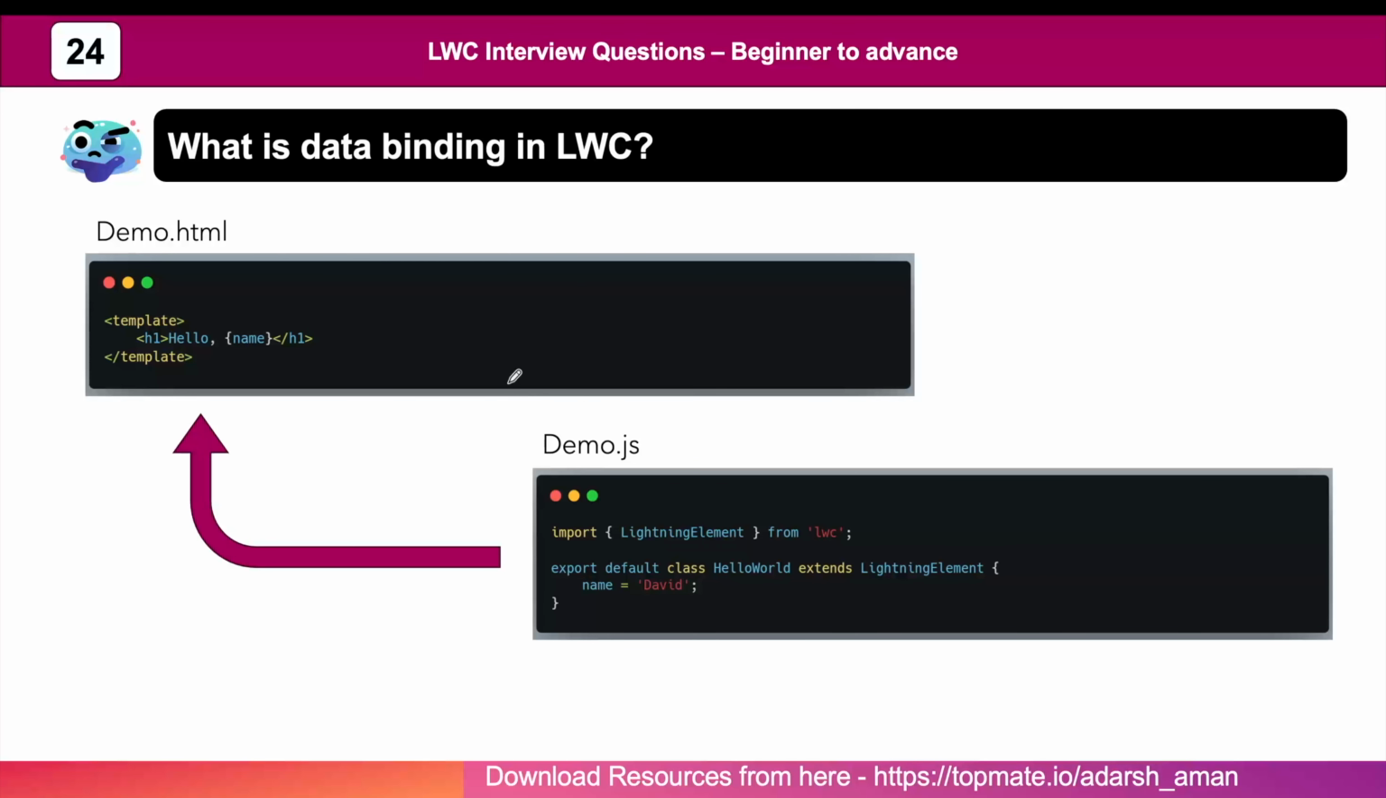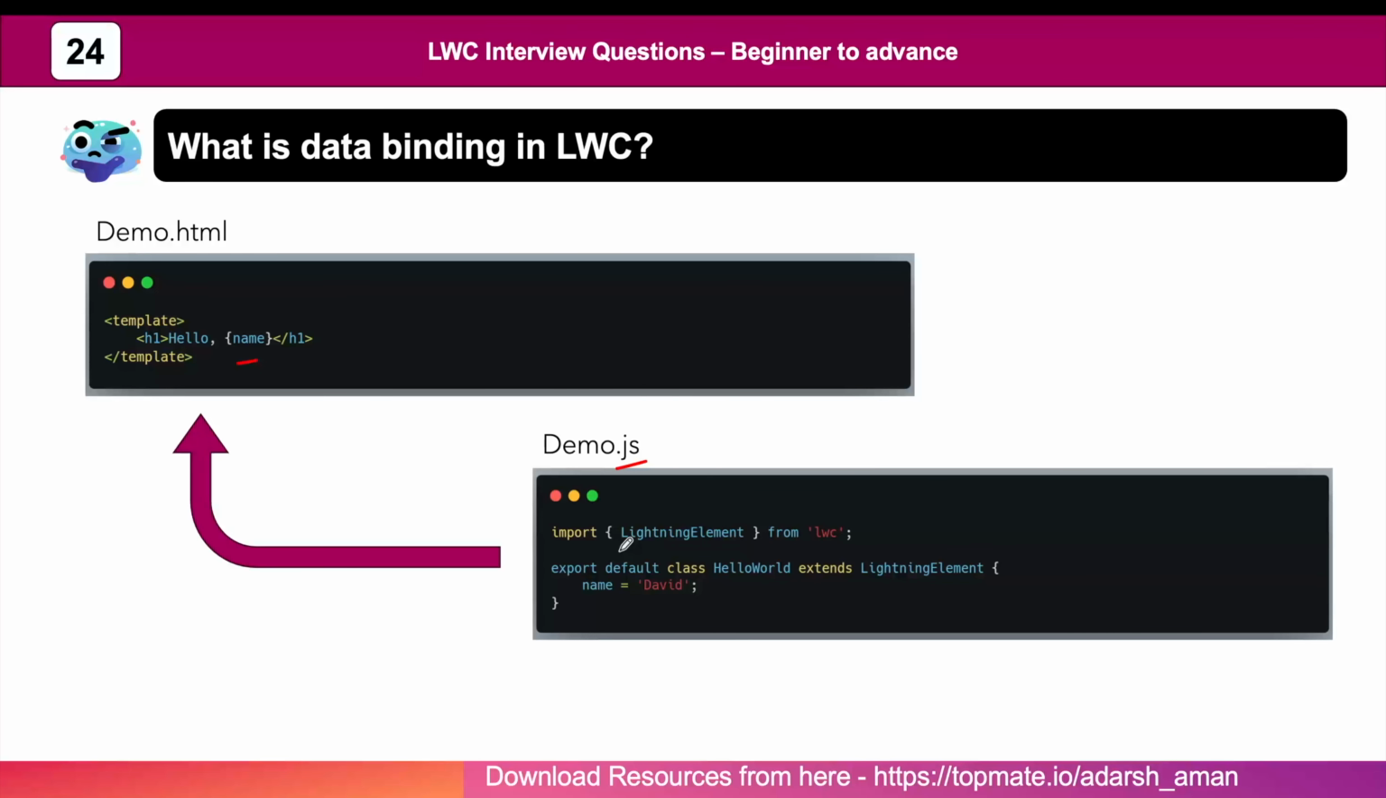Okay, so let's understand with the help of an example. So this is the JavaScript file, right? Here we can see the name is David. This is one of the properties. So whenever this name is updated to any other value, it will by default update in the HTML. The new value would be displayed on the UI whenever anything is updated in the JavaScript.